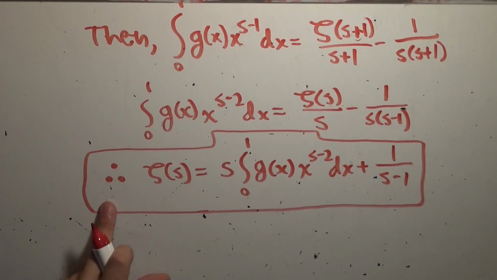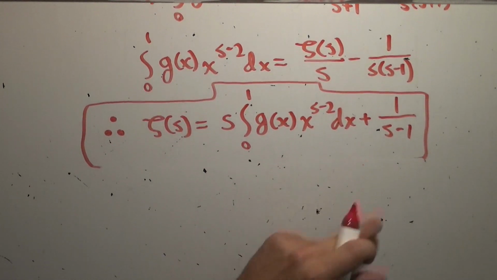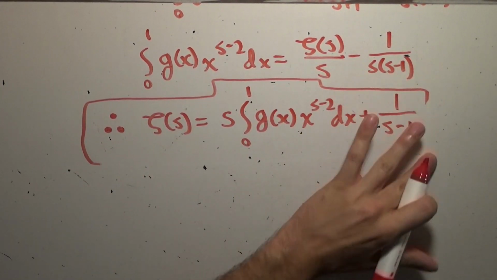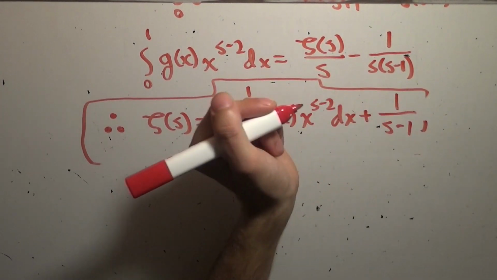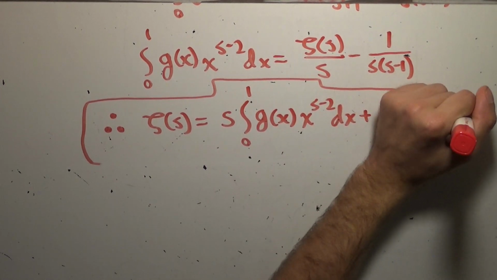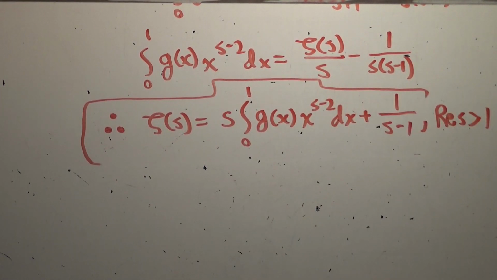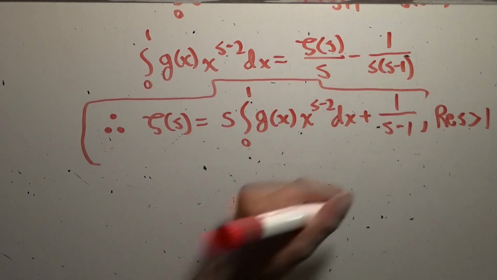And if you plug this in, and again, this is for s with real part greater than 1, right? So it's strictly on this half plane of the complex plane.